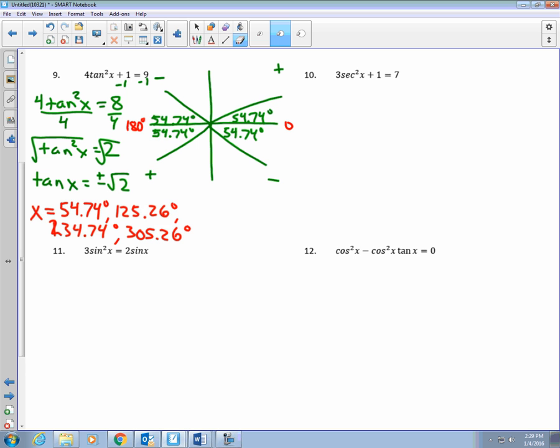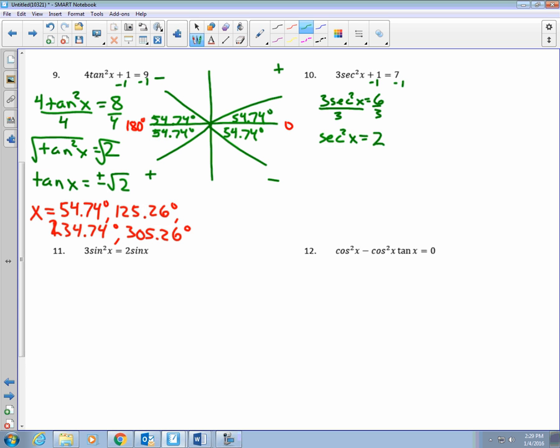Can I erase? Okay, let's try number 10 together. What do I do first? So 3 secant squared of x is equal to 6. Then? We get secant squared of x is equal to 2.